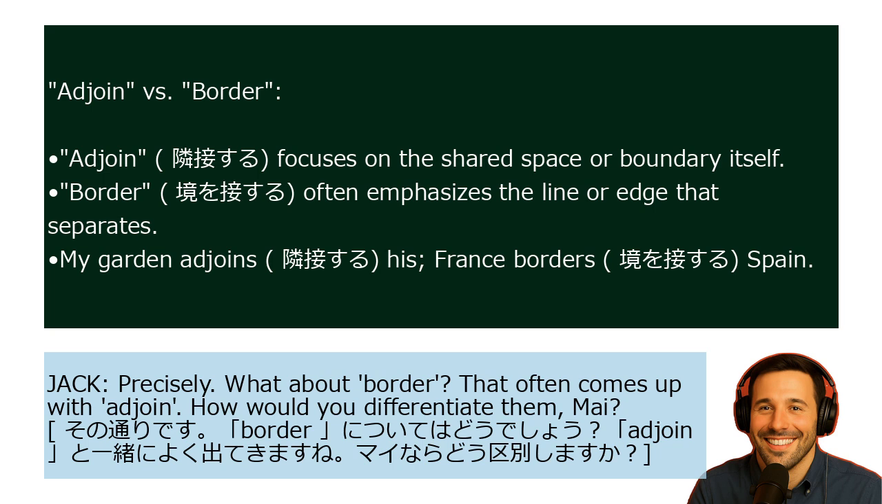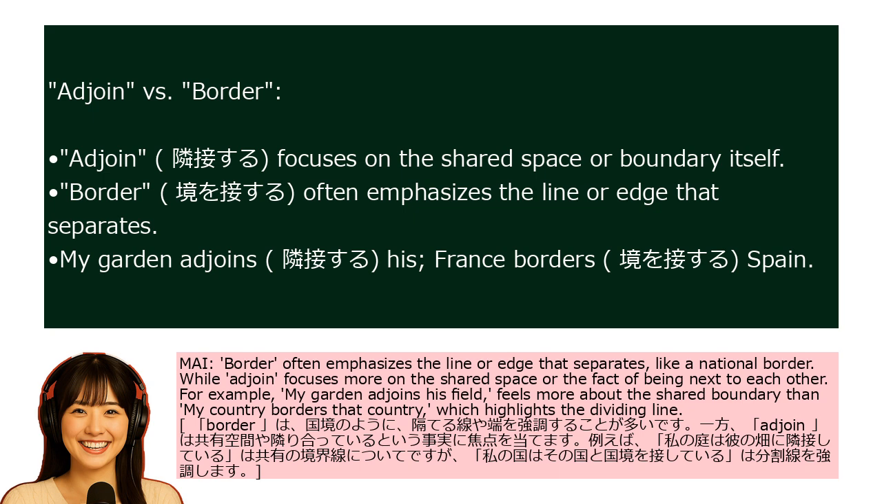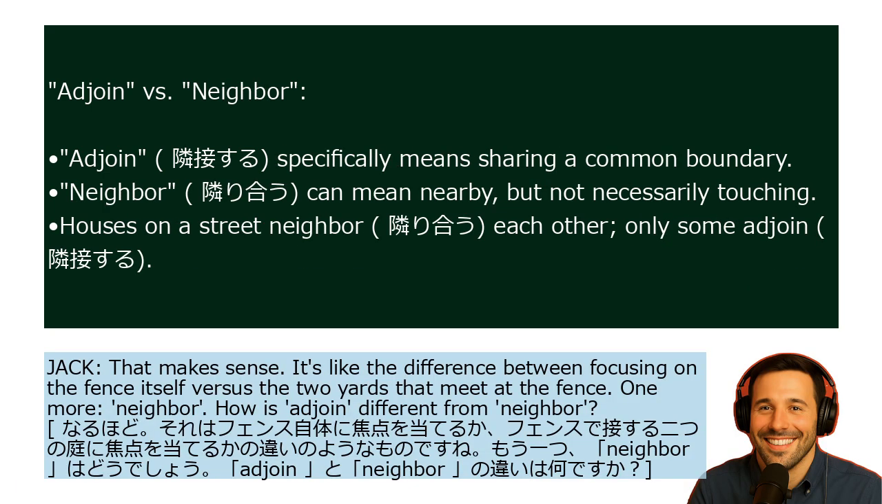Precisely. What about border? That often comes up with adjoin. How would you differentiate them, Mai? Border often emphasizes the line or edge that separates, like a national border, while adjoin focuses more on the shared space or the fact of being next to each other. For example, my garden adjoins his field feels more about the shared boundary than my country borders that country, which highlights the dividing line. That makes sense. It's like the difference between focusing on the fence itself versus the two yards that meet at the fence.